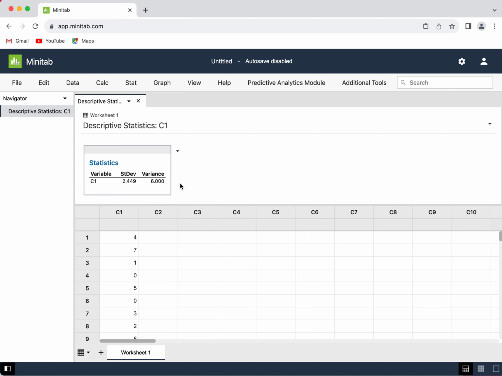As usual, when you're doing problems in MyLab, you want to pay attention to how the numbers need to be rounded, if they need to be rounded. And that's how you calculate standard deviation and variance in Minitab.